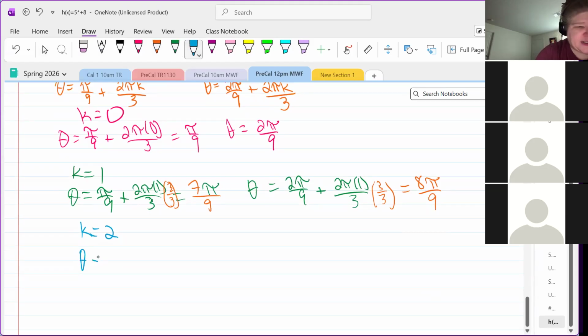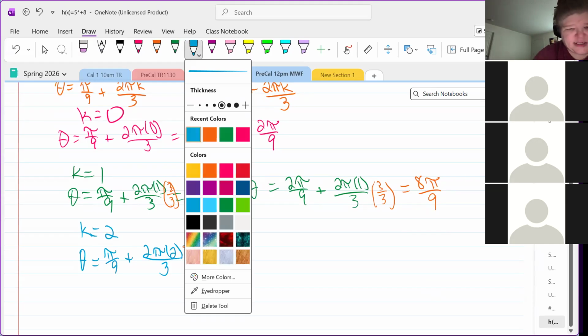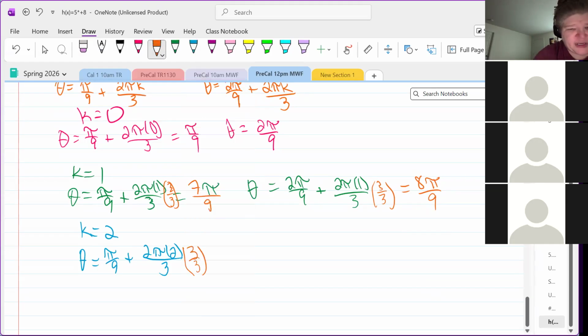Same song, third verse. Pi over 9 plus 2 pi times 2 now over 3. That's 4 pi over 3. It still needs to be multiplied by a 3 over 3, so that becomes 12 pi over 3 plus pi, gives us 13 pi over 3. Did I do that right? 12, 13, yes.